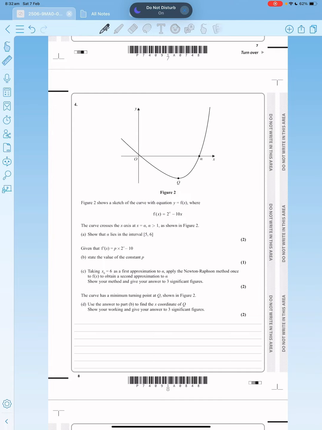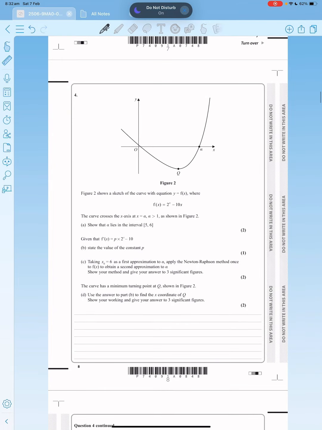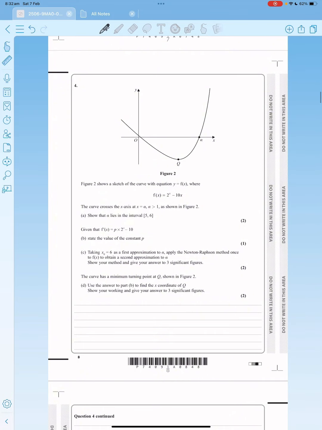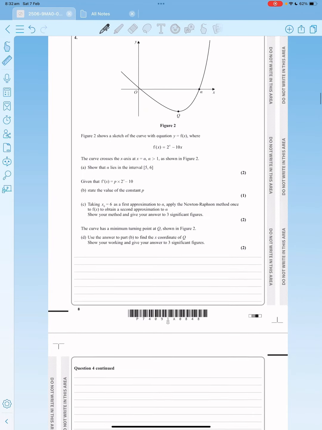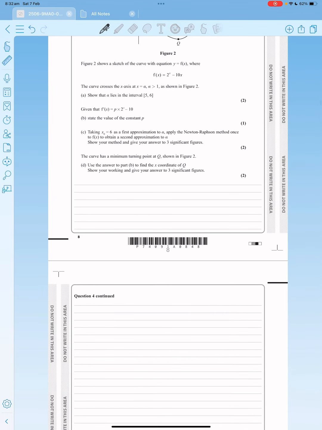Question 4 says figure 2 shows a sketch of the curve with equation y is equal to f of x, where f of x is equal to 2 to the power of x minus 10x. The curve crosses the x-axis at x is equal to alpha, where alpha is greater than 1, as shown in figure 2. Show that alpha lies in that interval. So you should know by now these are very standard questions.